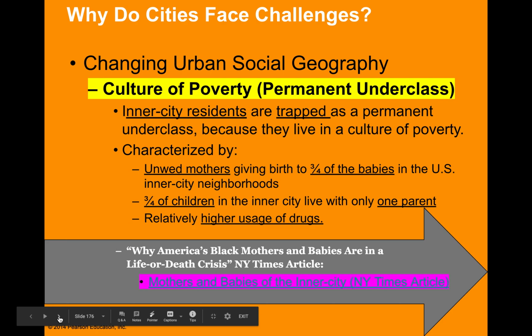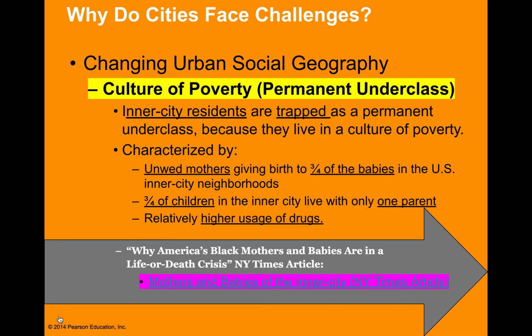When we look at the culture of poverty and the challenges of families, unwed mothers make up 2/3 of babies that are born in the U.S. 80% of the children in inner city live with only one parent. There's inadequate child services. There's a propensity for higher drug abuse. And then also, they're trapped in the welfare system. So if a father or a significant other moved back home, then the mother would lose all welfare benefits, leaving the couple financially worse off than if they were apart. And here's an article that talks about why American black mothers and babies are in life or death crisis.